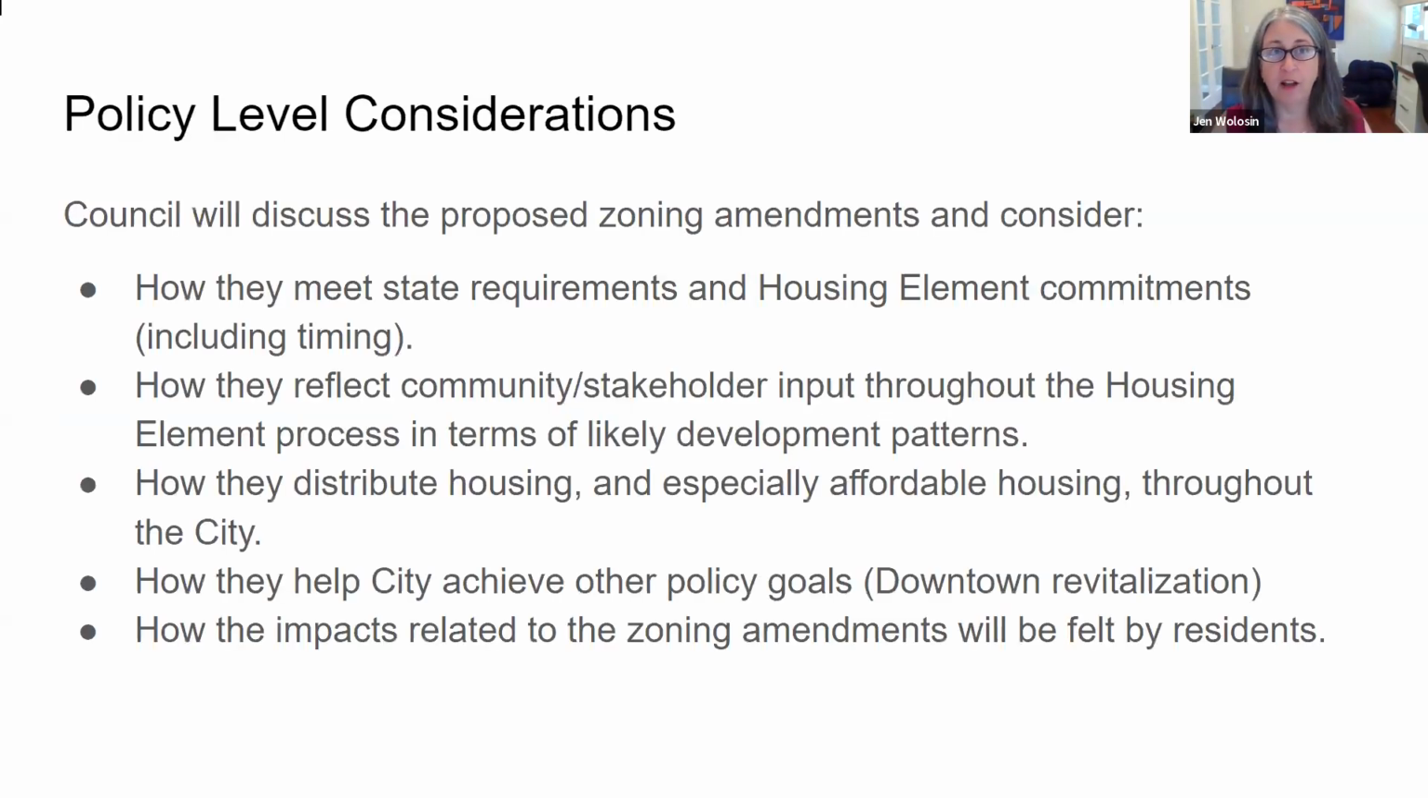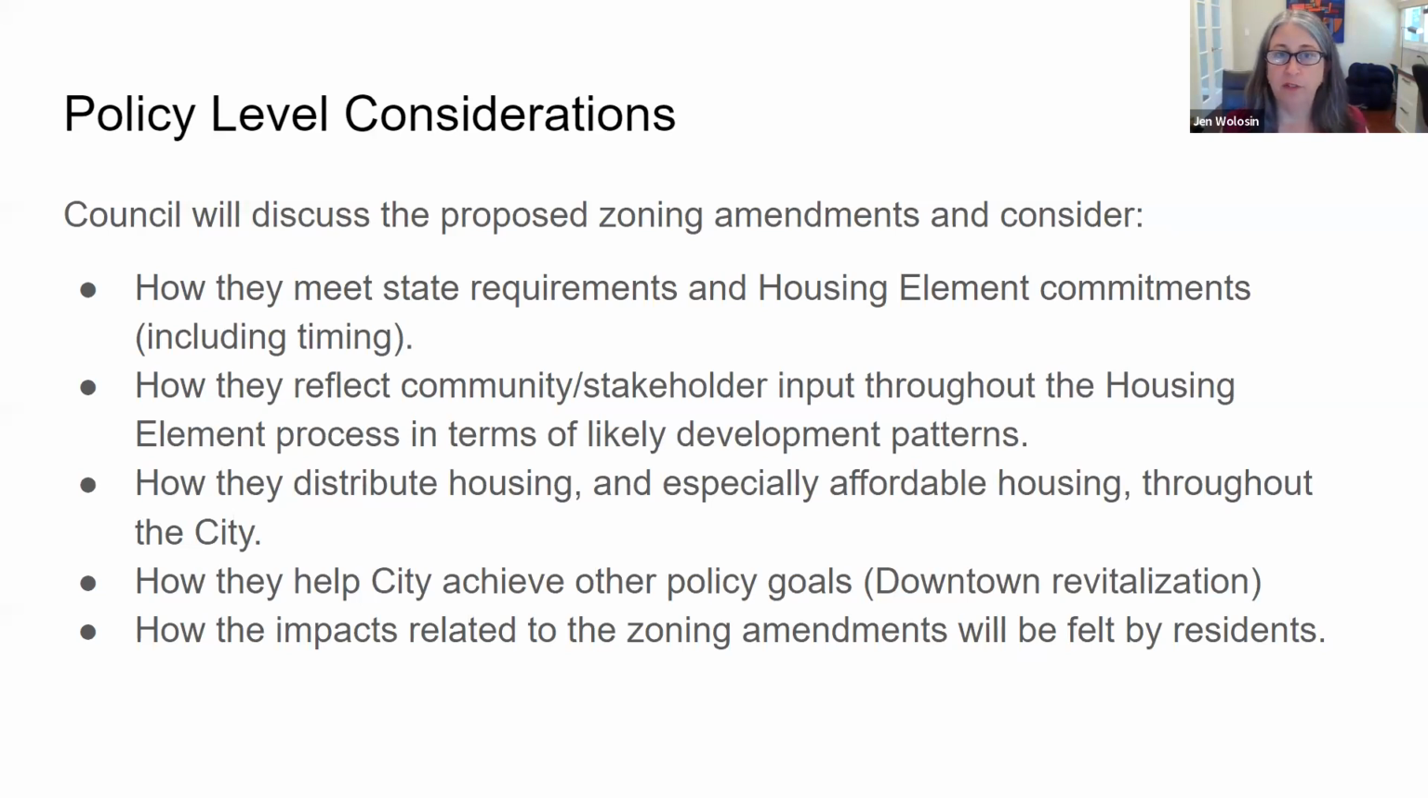My final thoughts are there's a lot we're going to be talking about at the study session on August 22nd at 6 p.m. Some of the policy level considerations from my perspective are how these proposed changes are helping us meet the state requirements and the commitments that we've already made in the housing element, including what can be done in the time that we have, particularly before January 2024.